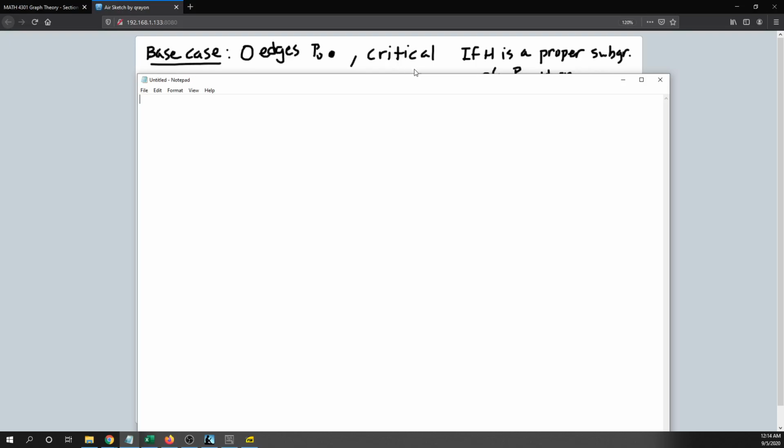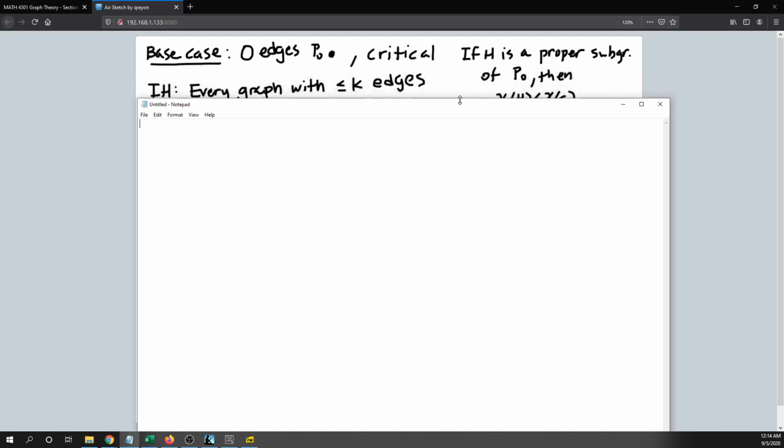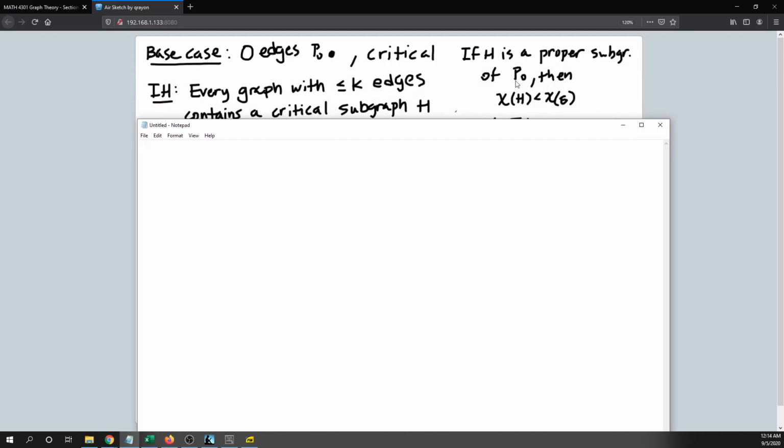And so the subgraph would be the point itself, the whole graph itself. It is critical. Now you may say, hey, well, wait a second. How is that critical, right? Because in order to be critical, we have to have that if H is a proper subgraph of P0, then chi of H is less than chi of G, right? That's the definition of critical. And this thing doesn't have any proper subgraphs, so how can you say that it's critical?